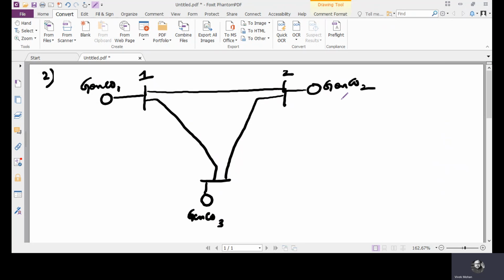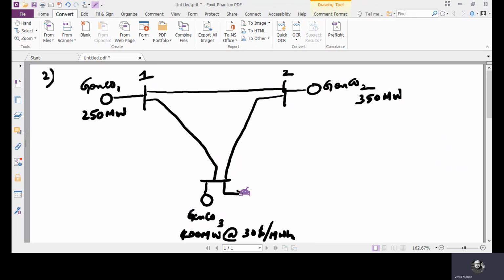This is a 350 megawatts generator. This is a 250 megawatts generator. Genco 3 is a 400 megawatt generator. Now, this generator, Genco 3, gives 400 megawatts at $30 per megawatt hour.